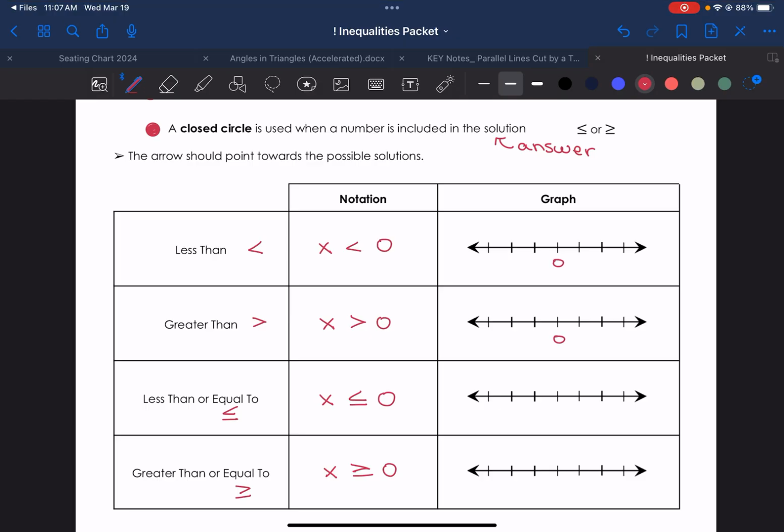So whatever number they say, that's the number that goes in the center with our circle, and it's an open circle, closed circle if it's also equal to. Less than numbers should be to the left. Greater than numbers will be to the right.